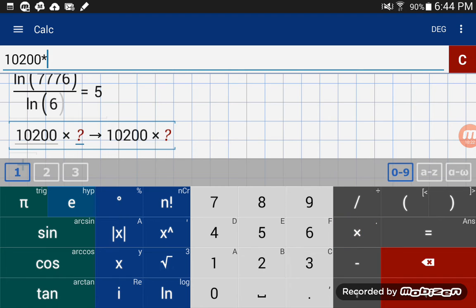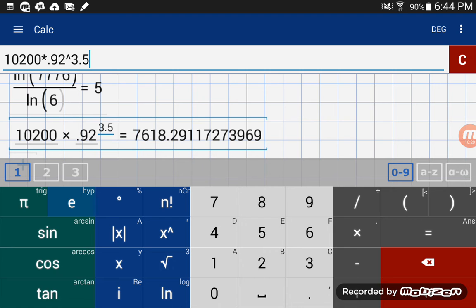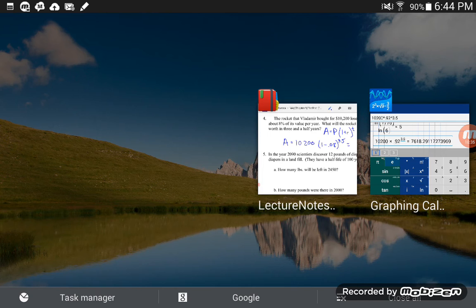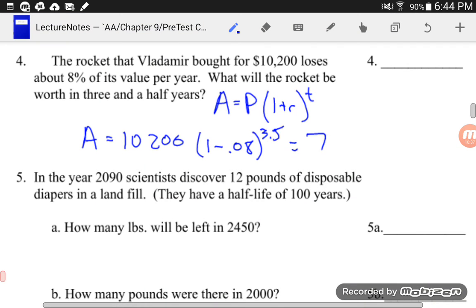10,200 times 0.92 to the 3.5 power equals 7,618. Good.